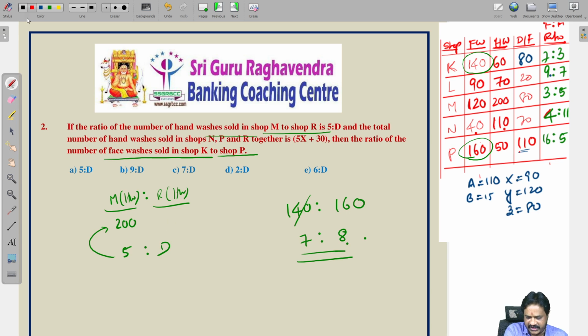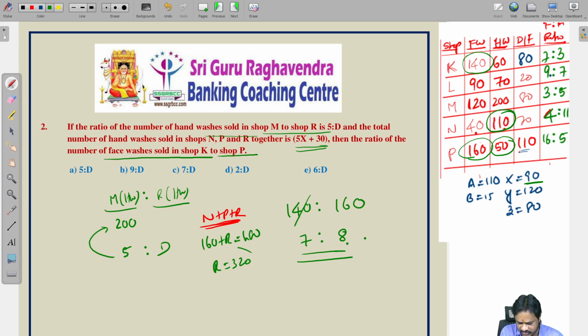Then hand wash of NPR. N hand wash it is 110. P hand wash 150. So, total 260 plus R is 5x plus 30. X value 90. 5 into 90 is 450, plus 30 is 480. Therefore, R value 320. This is the hand wash of R. 200 is equal to 5 parts, so each part 40. So, 320 by 40 is nothing but 8. So, D value is 8. Here we can confirm D value is 8.